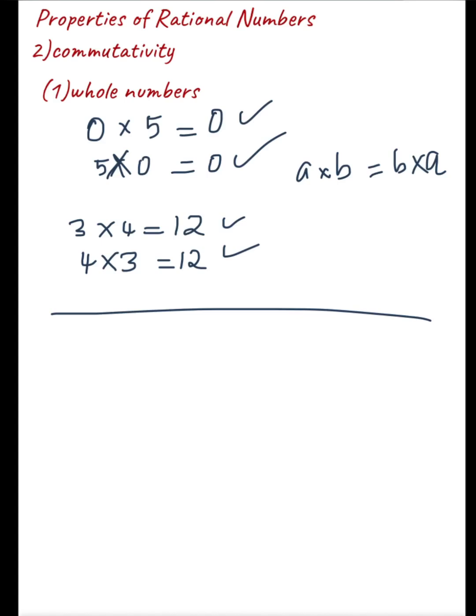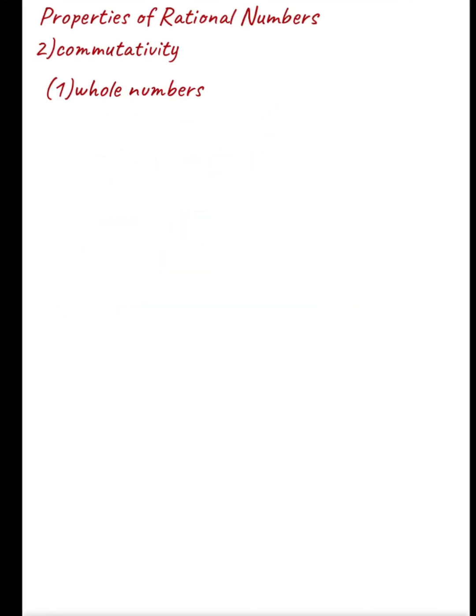Now let's see what is the case with division. I am taking the numbers 5 and 3, and I am going to divide 5 by 3. So what will be the answer? The answer will be 5 by 3. Now again I am changing the order and dividing, that means 3 divided by 5.